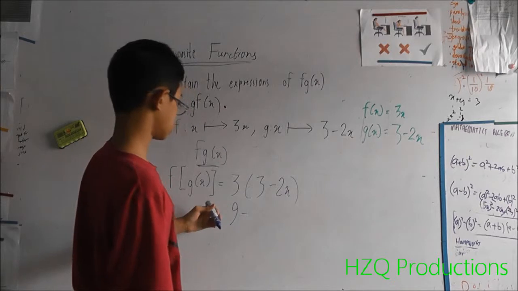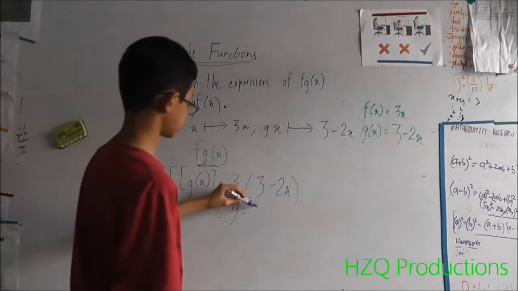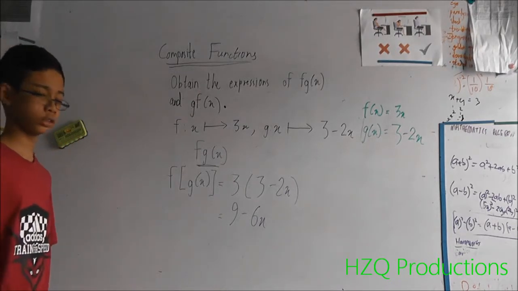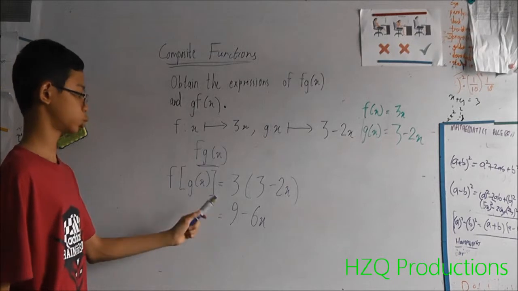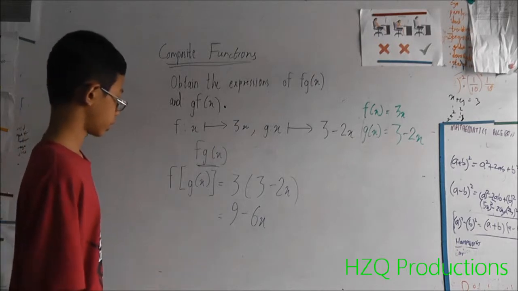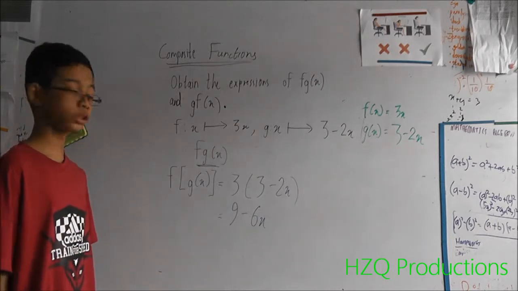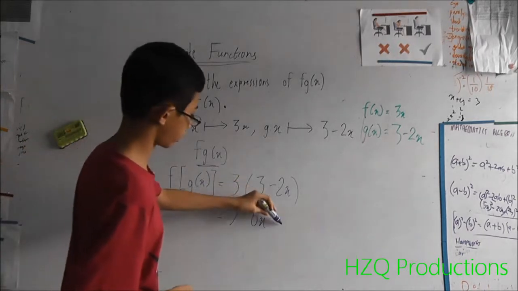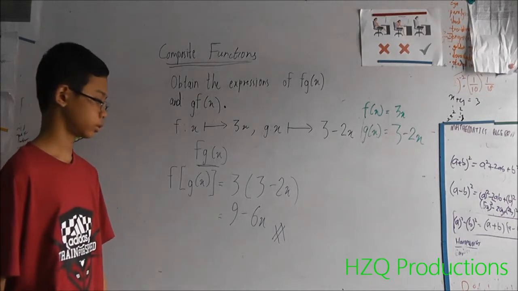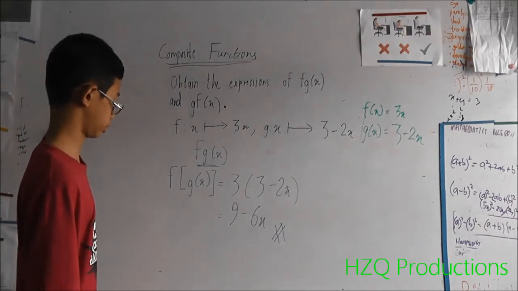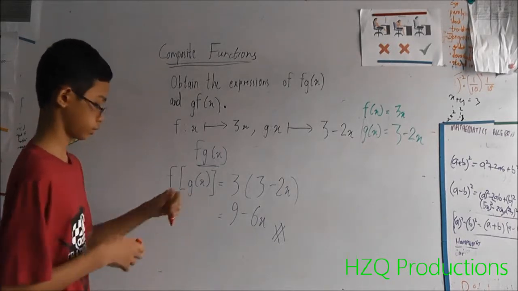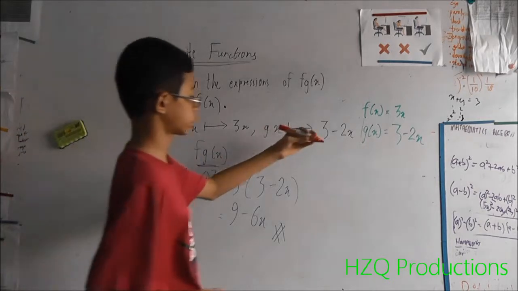9 minus 6x. Now, do I have to solve this answer here completely? The answer is no. This is the final answer already. That's it. Done. No need to solve. We want to simplify. Okay, now we're not done yet. We just need gf(x) to be solved.